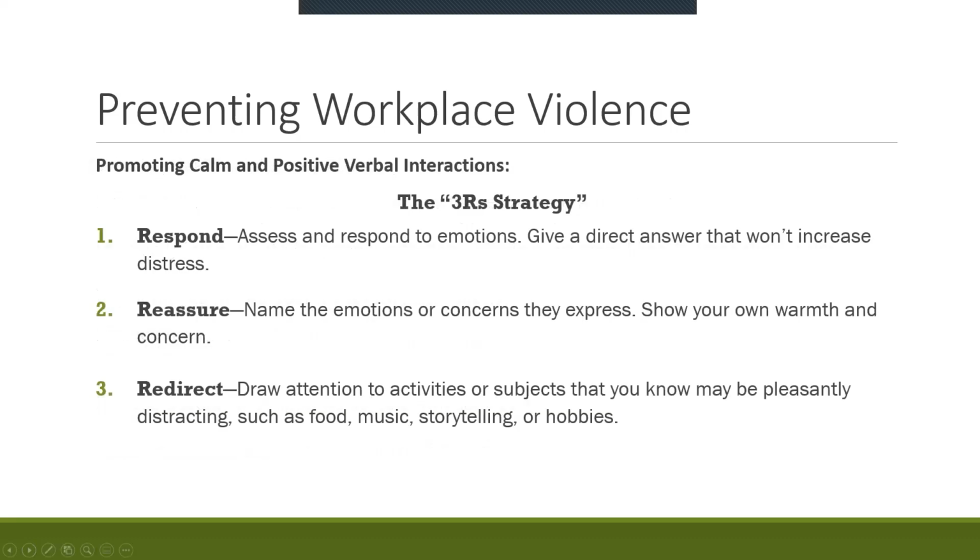Promoting calm and positive verbal interactions, the 3 R's strategy. Number 1, respond. Assess and respond to emotions. Give a direct answer that won't increase distress. Number 2, reassure. Name the emotions or concerns they express. Share your own warmth and concern. And number 3, redirect. Draw attention to activities or subjects that you know may be pleasantly distracting, such as food, music, storytelling, or hobbies.